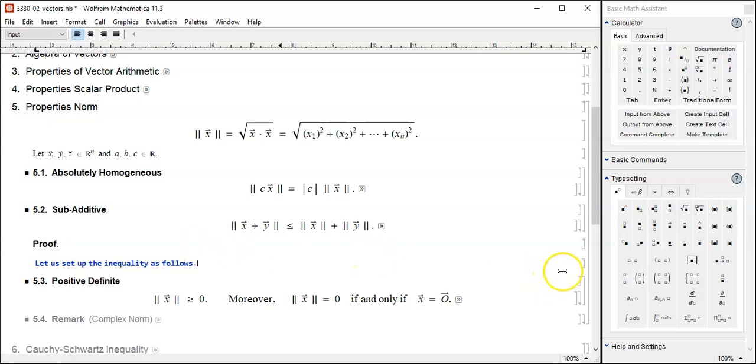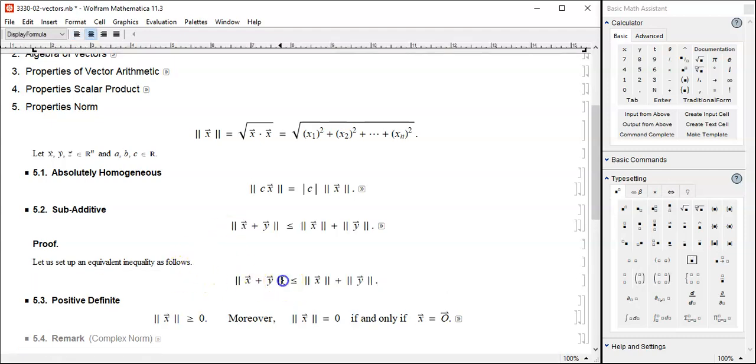Oh, excuse me, wrong cell. Let us set up an equivalent inequality as follows. Instead of this one, let's prove this.